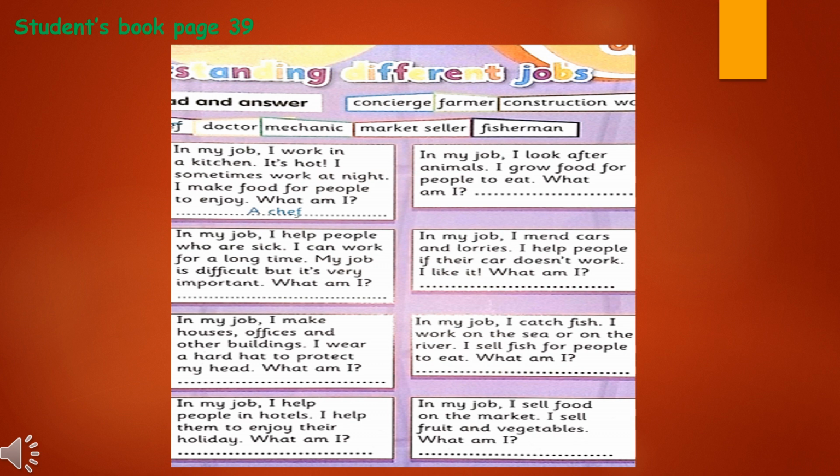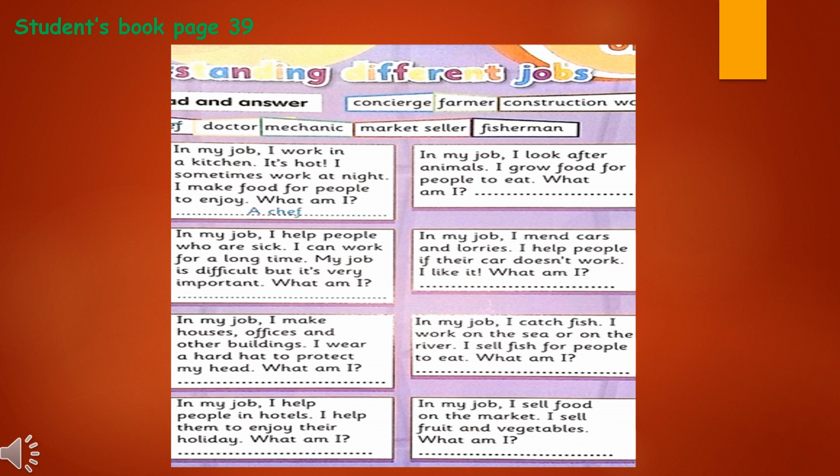Next box. In my job, I catch fish. I work on the sea or on the river. I sell fish for people to eat. What am I? Yes, a fisherman.